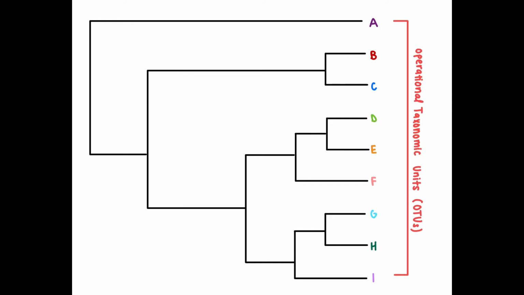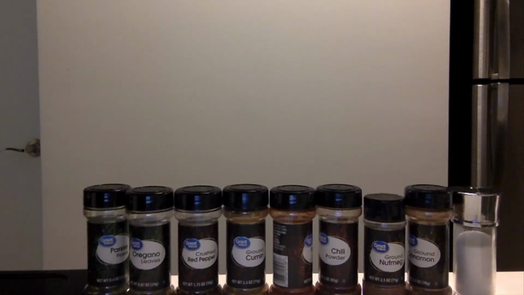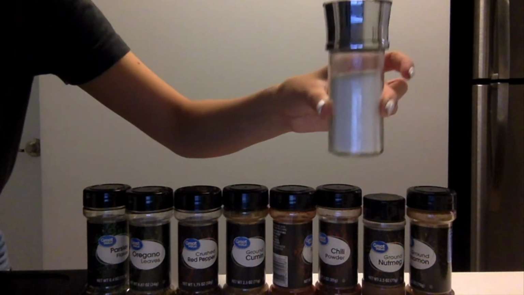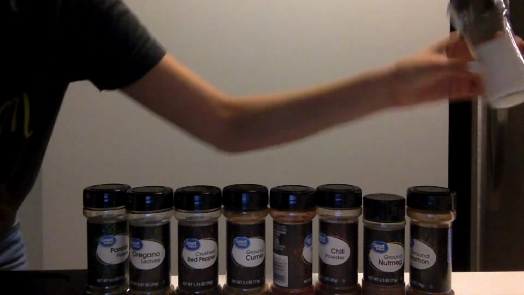The species we will be looking at today are seasonings, and the OTUs we'll be looking at are salt, cinnamon, nutmeg, chili, paprika, cumin, red chili flakes, oregano, and parsley. The first divergence within this species is the type of bottle, where salt is in a shaker bottle while the rest of the seasonings are not.